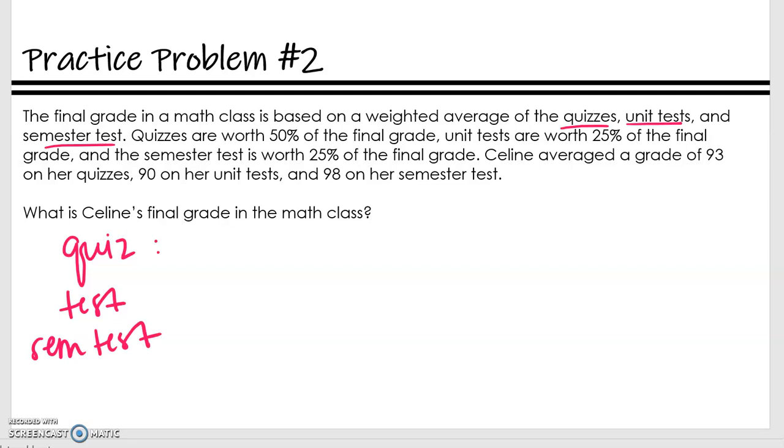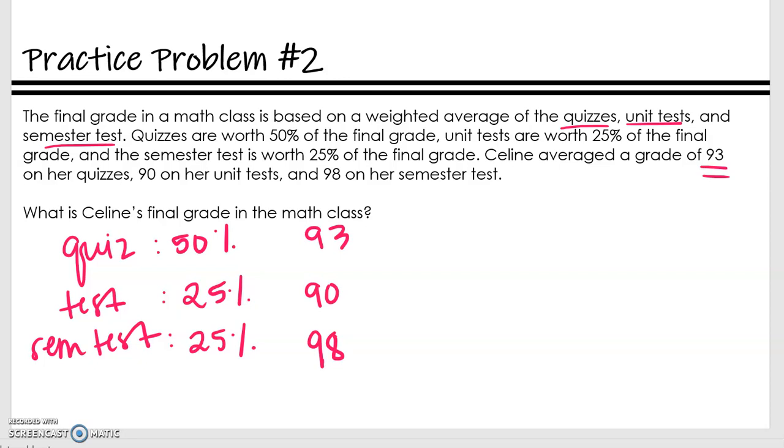The quizzes are worth 50%. The unit tests are worth 25%. And the semester test is worth 25%. Celine averaged a grade of 93 on her quizzes, 90 on her tests, and a 98 on her semester test. What is Celine's final grade in the math class?